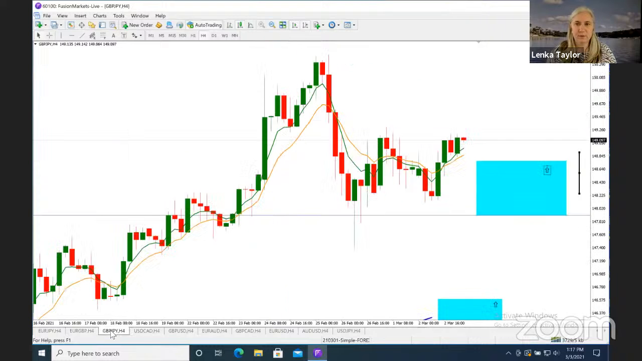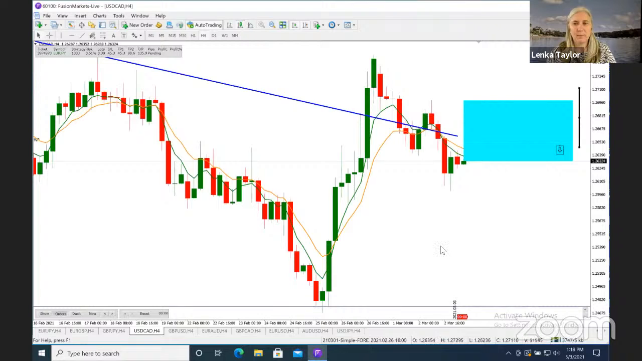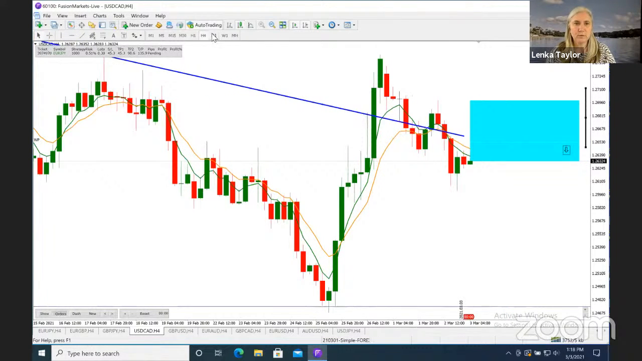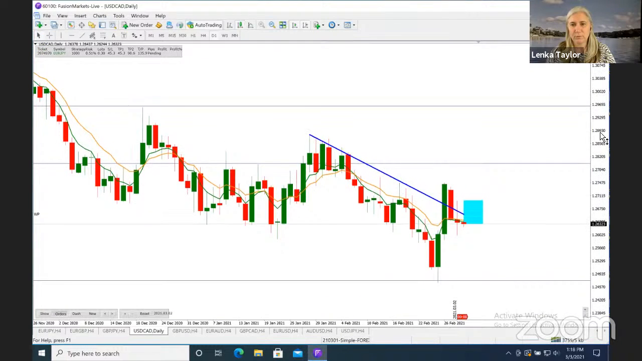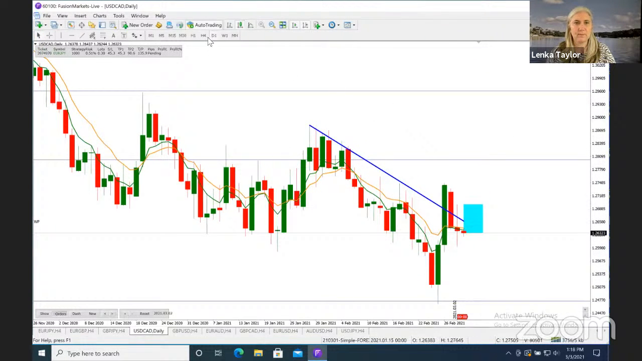Okay, so here I'm looking for a further pullback, either going sideways or going further into this area where the rectangle is. Let's have a look at the next one, USD CAD, the 4-hour chart. So this one I'm looking for a short as well, in terms of the direction where the price is going at the moment, with a bit of room still towards that horizontal.